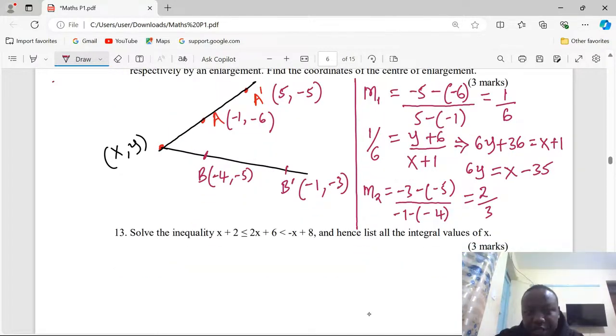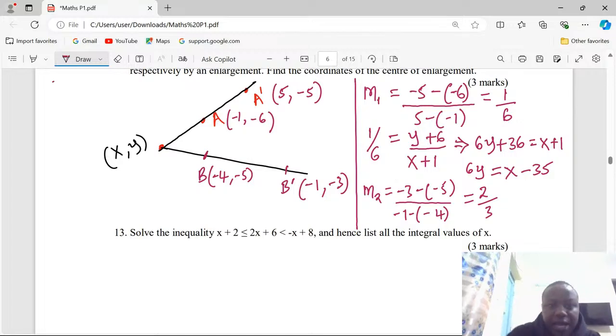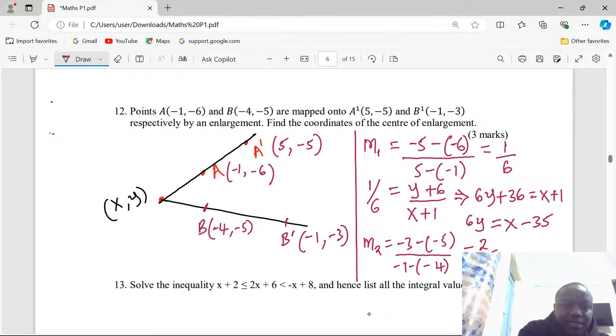Now we need to work with 2/3 and one coordinate. So we say the gradient of 2/3 equals change in y, so y minus -3, making it a plus 3.